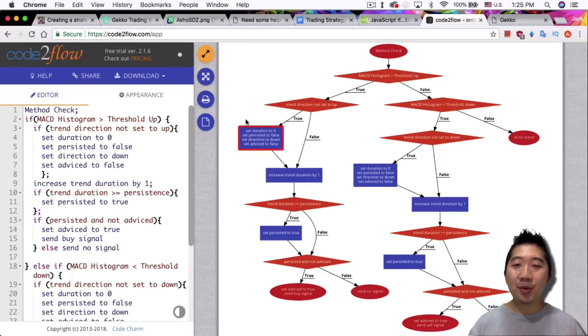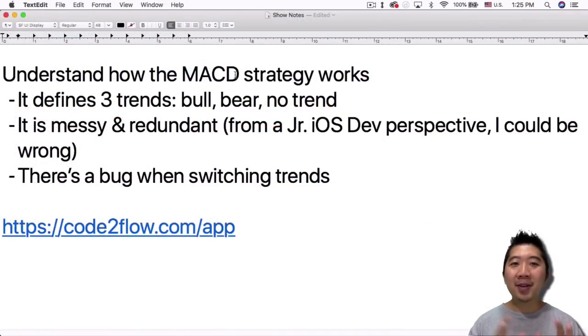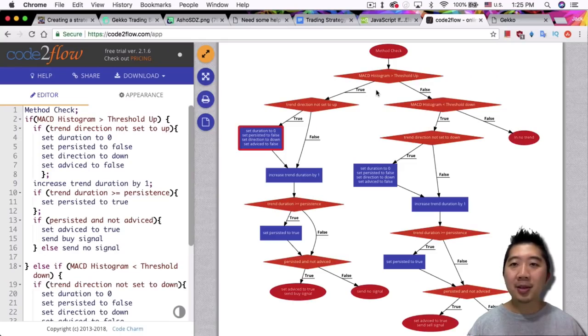It's not easy to understand, but once you've written it out this way, it's a lot easier. But then when I wrote it out, I realized this. It defines 3 trends: bull, bear, or no trend at all. So that's the 3 trends right here, as you can see. What it does is it goes through the true, false. If it hits a certain threshold, it's saying that it's either in an upward trend, a downward trend, or in no trend. So that's how I understand that there are 3 different trends.